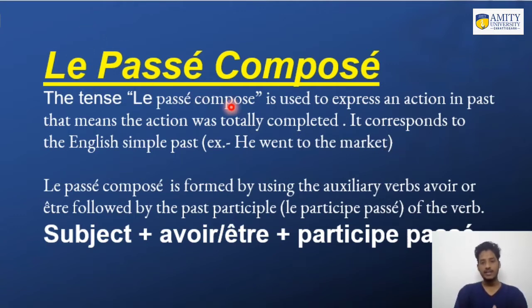So I think it's clear. Now, how to make a sentence into le passé composé? How to write a sentence in past tense in French? Before going to that, I want to say how to make a sentence into past tense in English. In English, we use subject, then the second form of the verb. Subject plus second form of the verb.